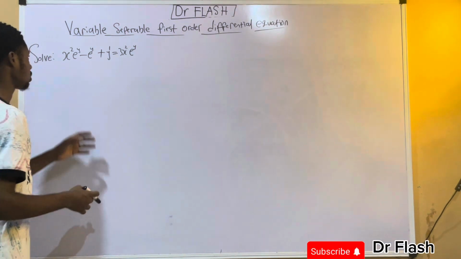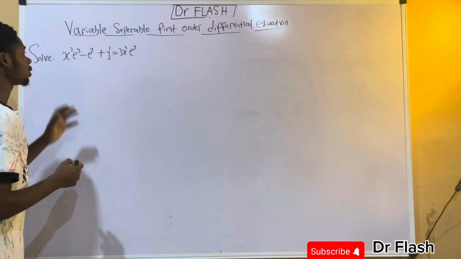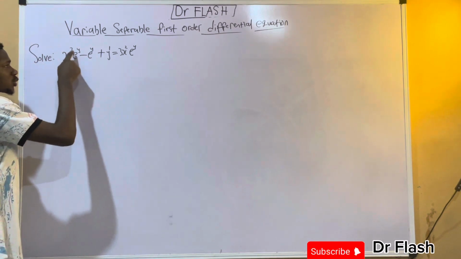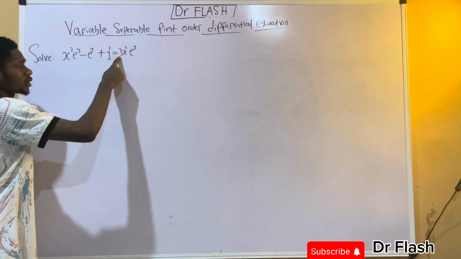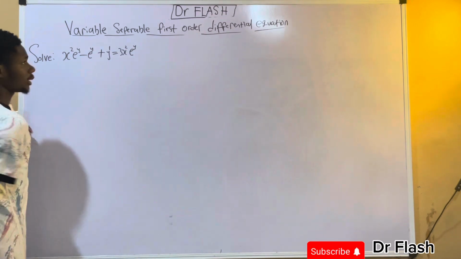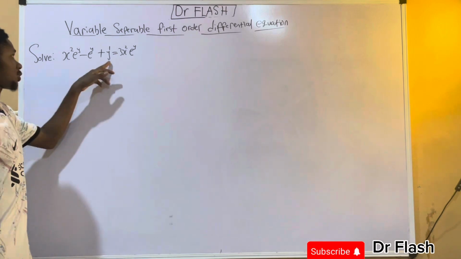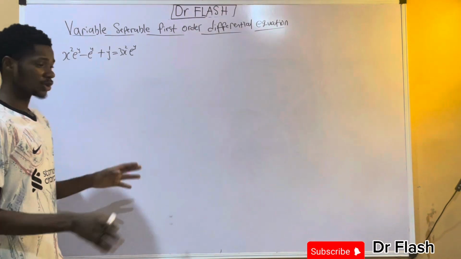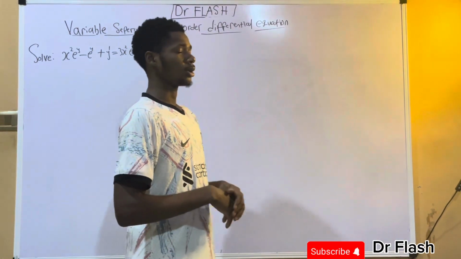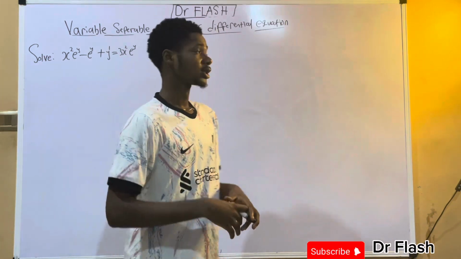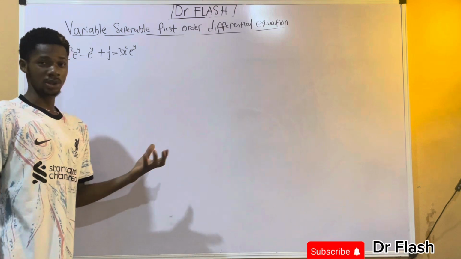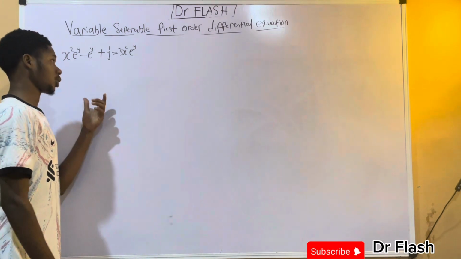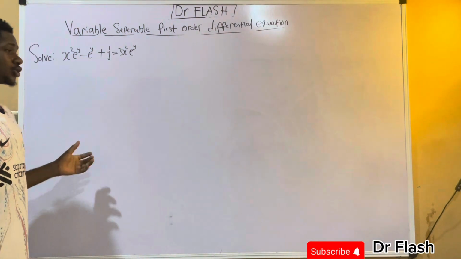Now on this problem, we're having x squared exponential y minus exponential y plus y prime equals 3x squared exponential y. Take note, it's on first order because we're just having y prime. Most of the problems we're going to be dealing with are going to be done in first order. It's quite easy, or easier than second order. So we're going to deal with these ones before we proceed.